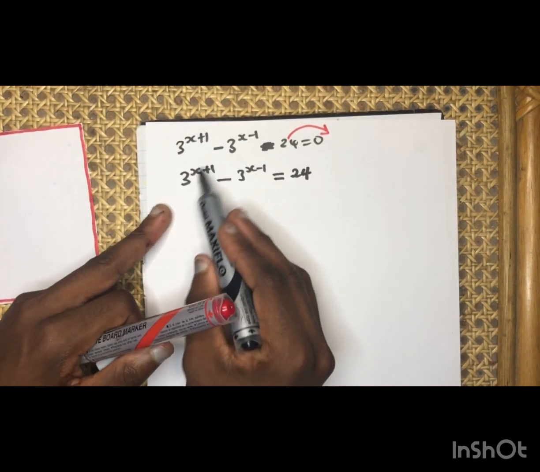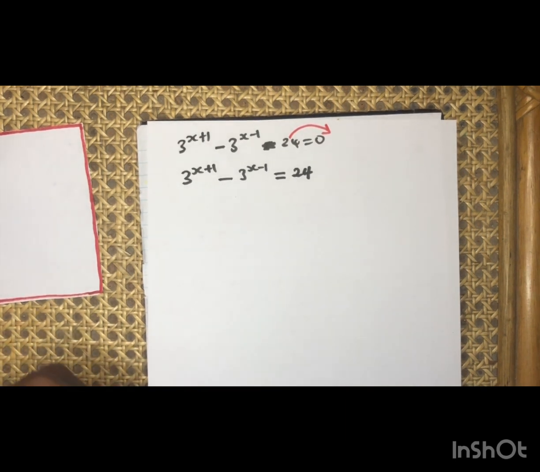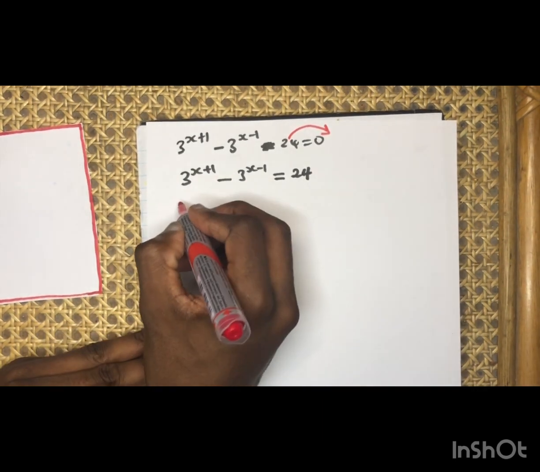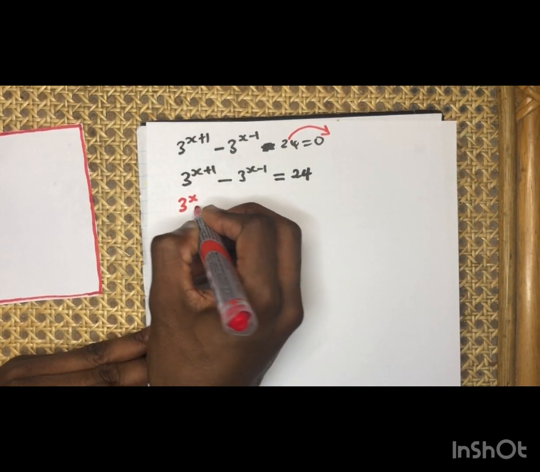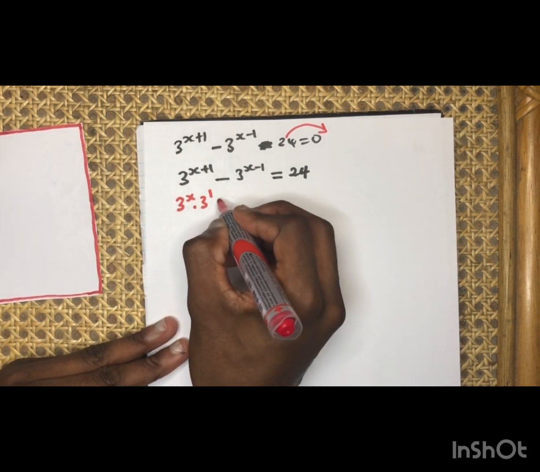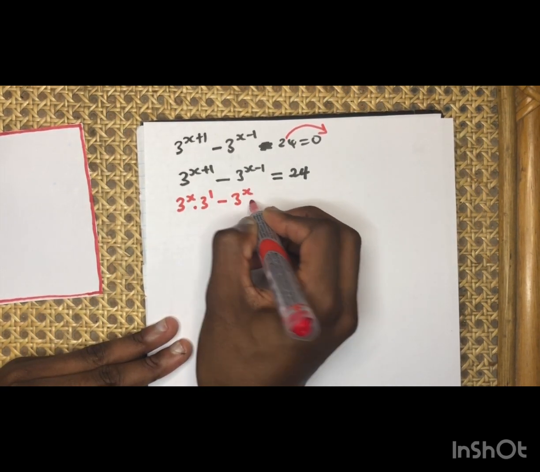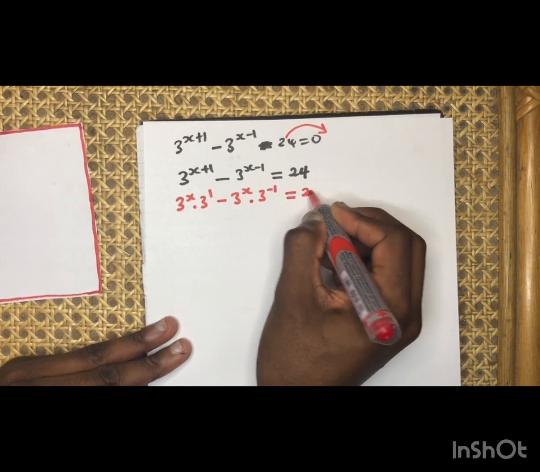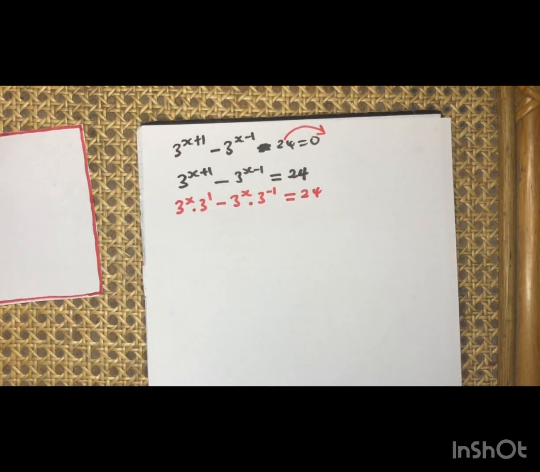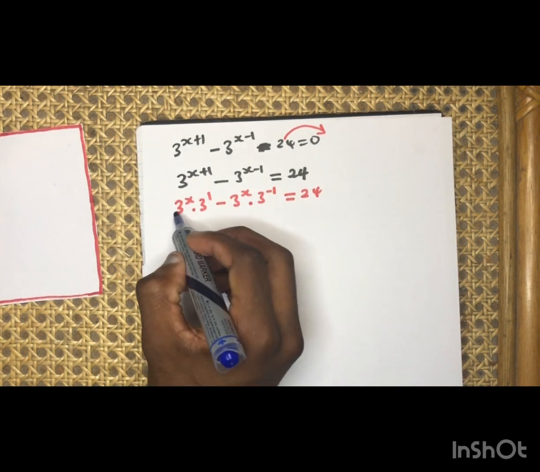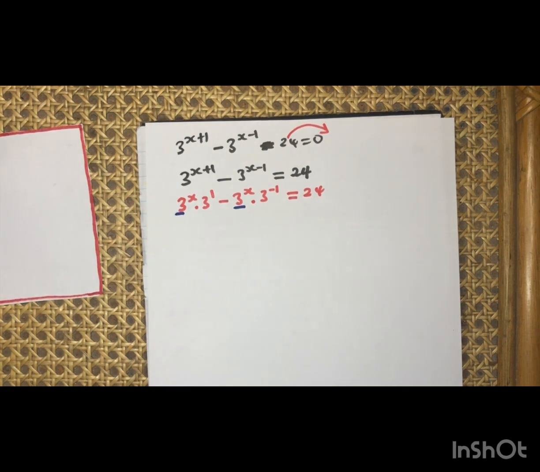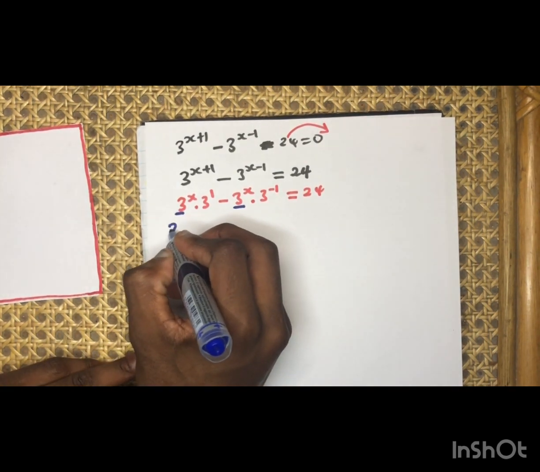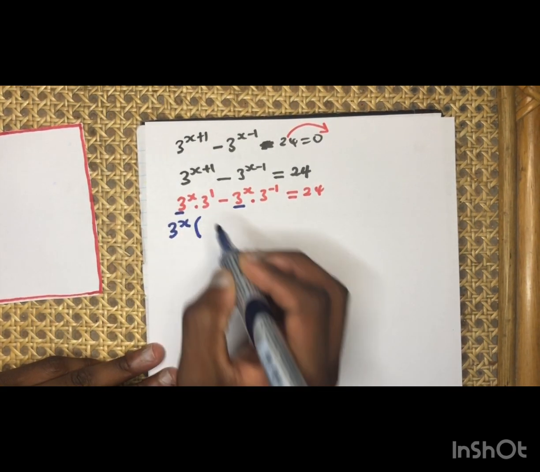So now we have to split this one using law number 2. So this is going to be 3 to the power x times 3 to the power 1 minus 3 to the power x times 3 to the power negative 1 equals 24. Right. Now, what is common here, good people? Now we can see that 3 to the power x is common here. We are going to take 3 to the power x as our common factor.